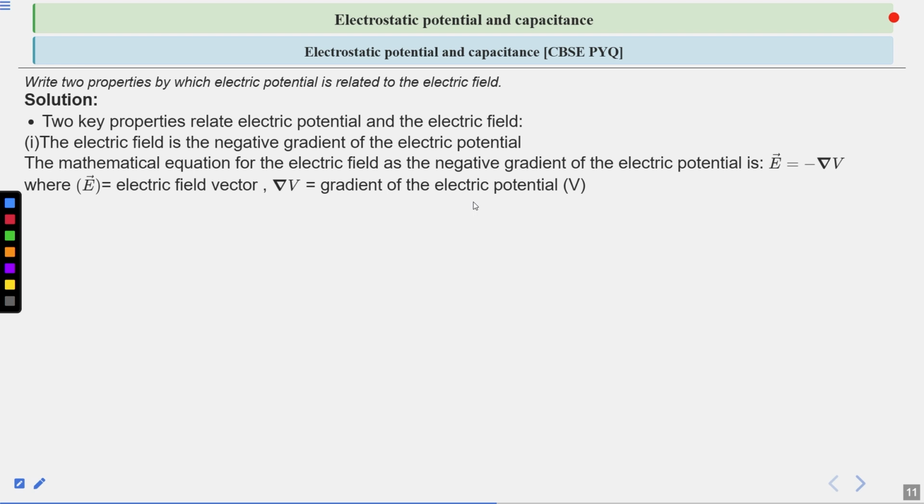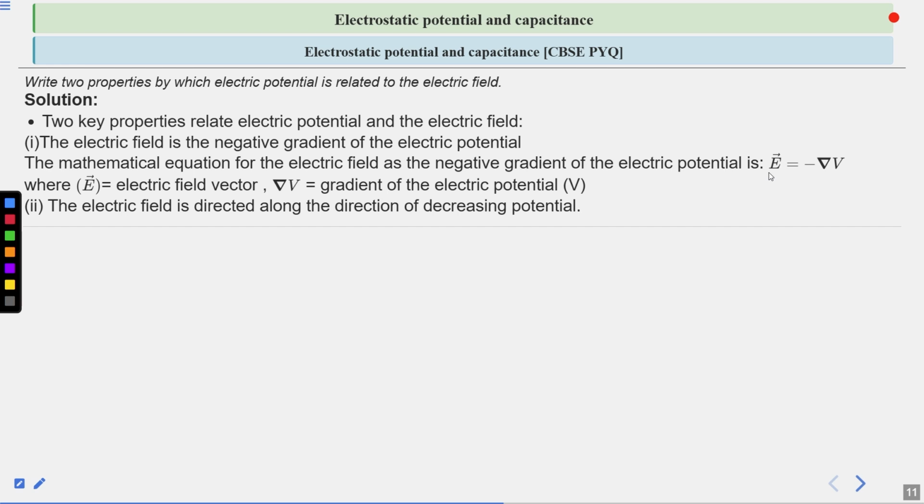Now this negative sign is showing what? We will see. The second thing: electric field is directed along the direction of decreasing potential. This means dV by dr and this negative sign show that the electric field is in the direction where potential is decreasing. So in the direction in which potential is decreasing, electric field is there.